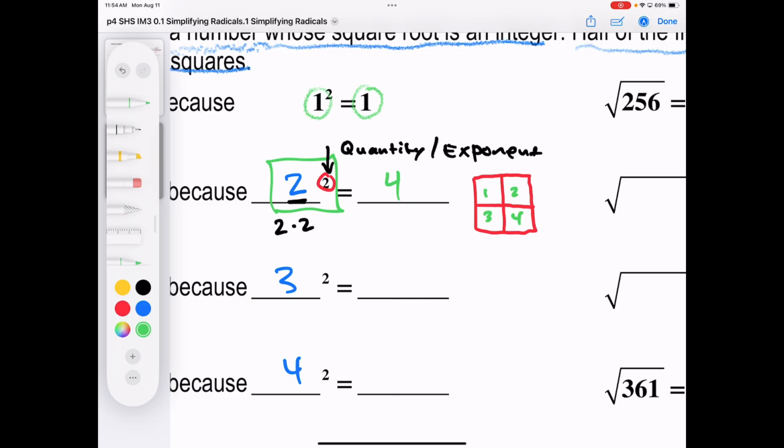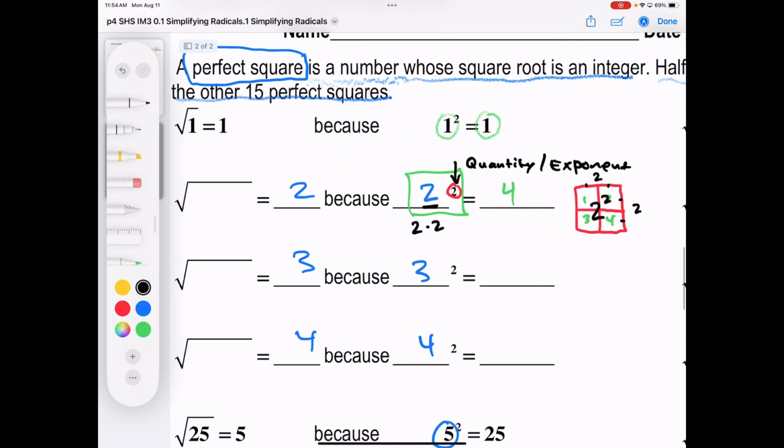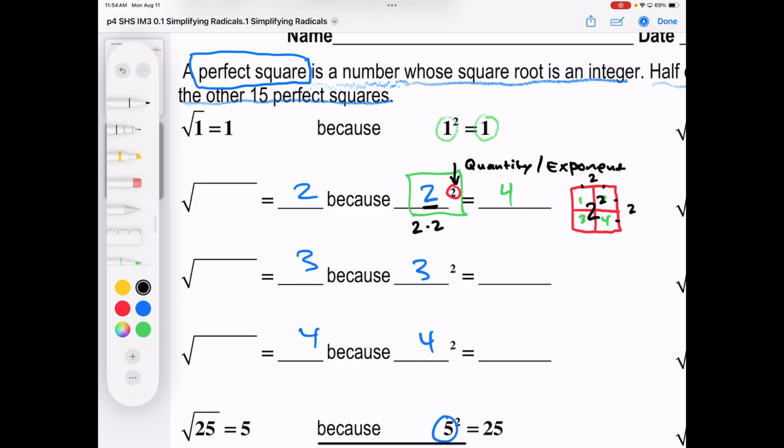But if you count the sides, 1, 2. That means it has a side length of 2. And this side also has a side length of what? 2. Oh, that means if you write them together, they call this 2 squared. That's why we call it squared. Anything that has a power of 2, okay? So, what does that mean for the square root? 4 can be written as 2 times 2.